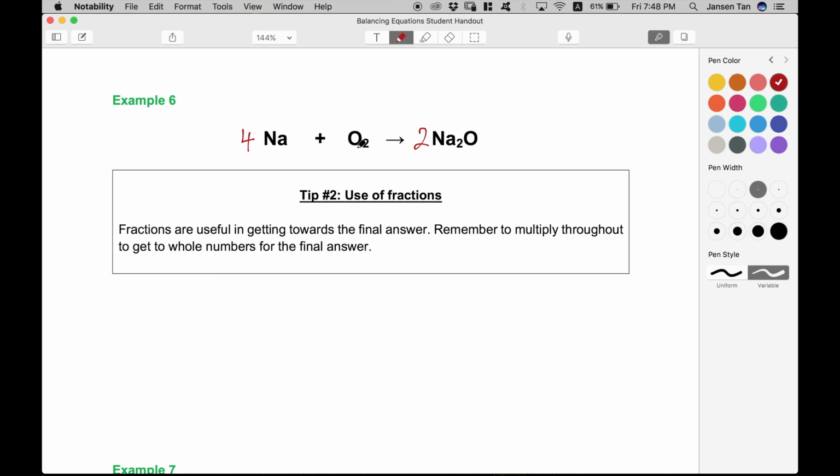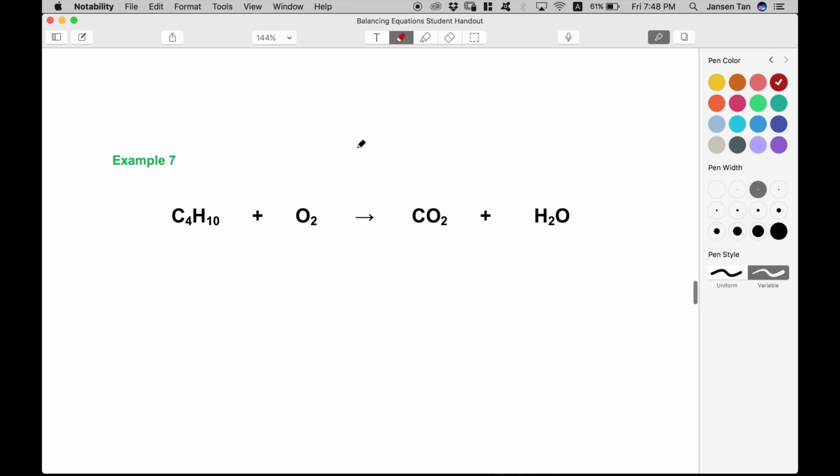You don't have to use this method. There are also other methods you can use to balance this equation. But this is just an example. I'm showing you where you can use fractions as part of the process in balancing. Okay, let's move on to another example.